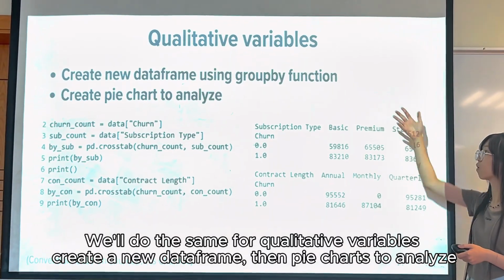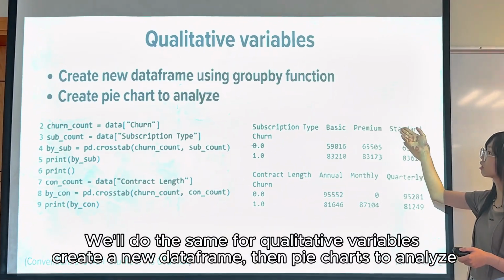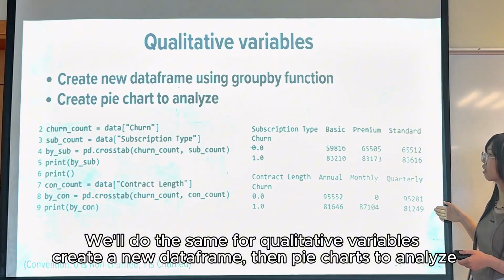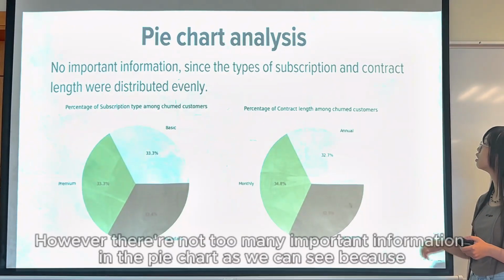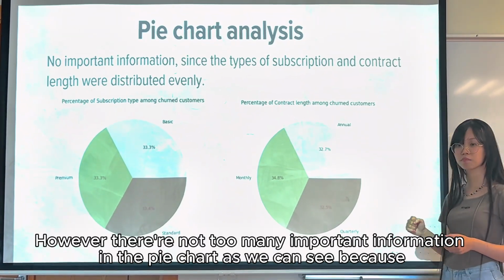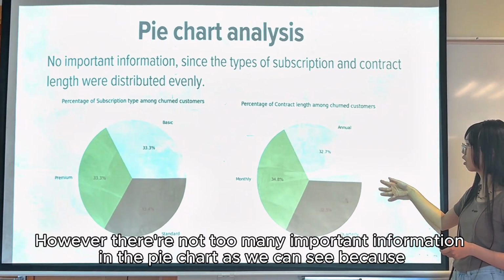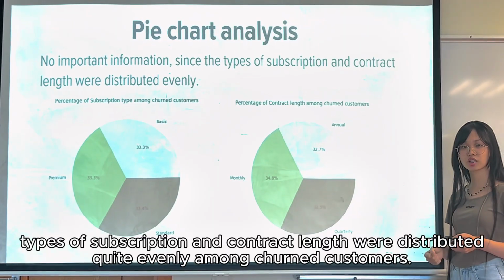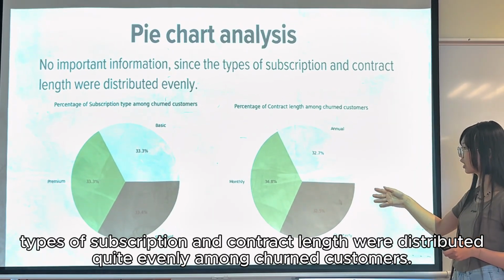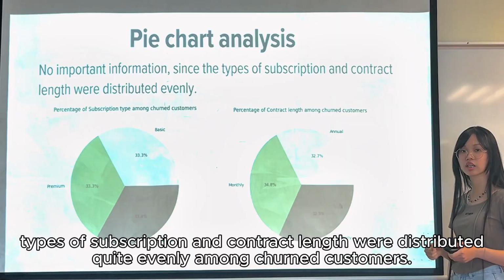We will do the same for the qualitative variables, creating a new data frame to compare and then a pie chart to analyze. However, there is not much important information on the pie chart, as we can see, because type of subscription and contract length are distributed evenly among churn customers.